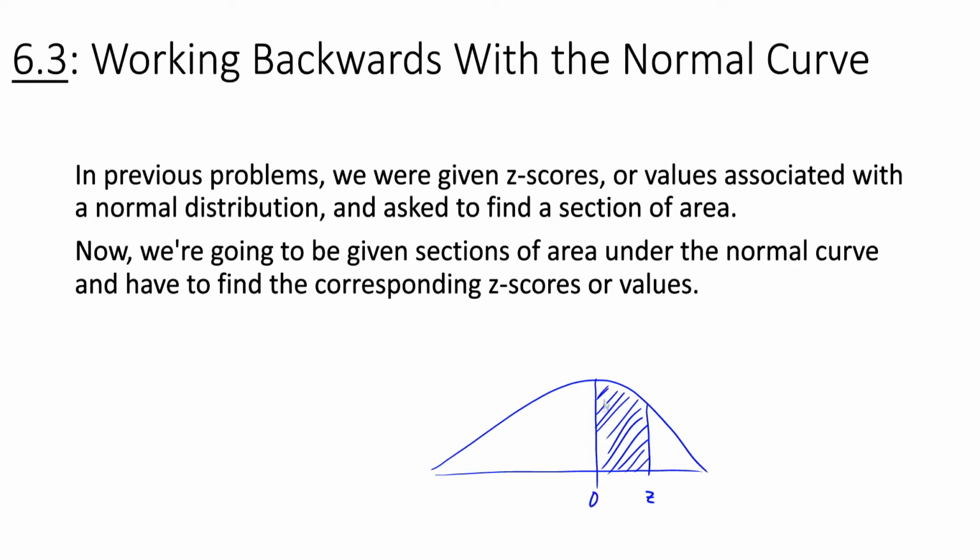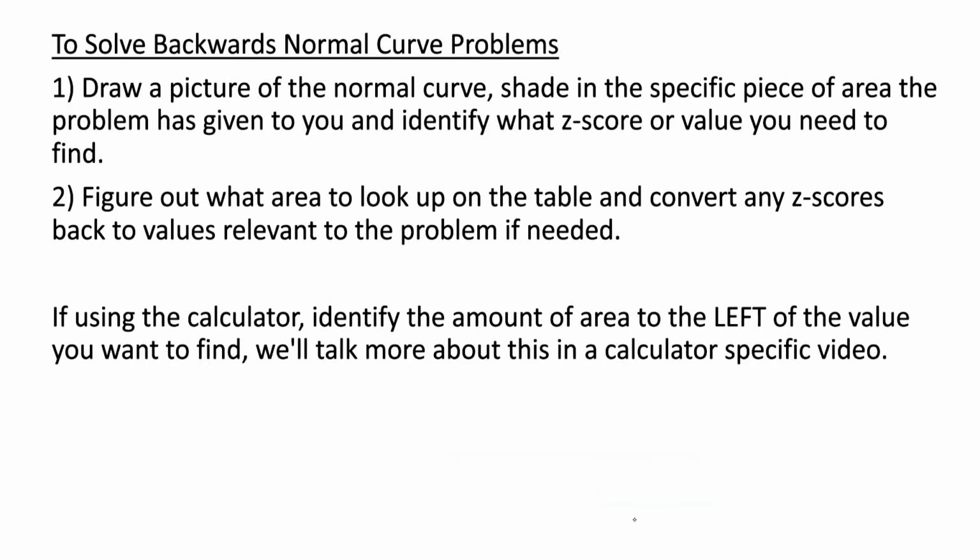In these problems, you're going to be told what the amount of area is, but not what the z-score is, and that's what you'll have to find. So here's how we solve backwards normal curve problems. First, draw a picture of the normal curve, shade in the specific piece of area the problem has given you, and identify what z-score or value you need to find. Make sure to pay attention to whether this z-score is supposed to fall above the mean or below the mean.